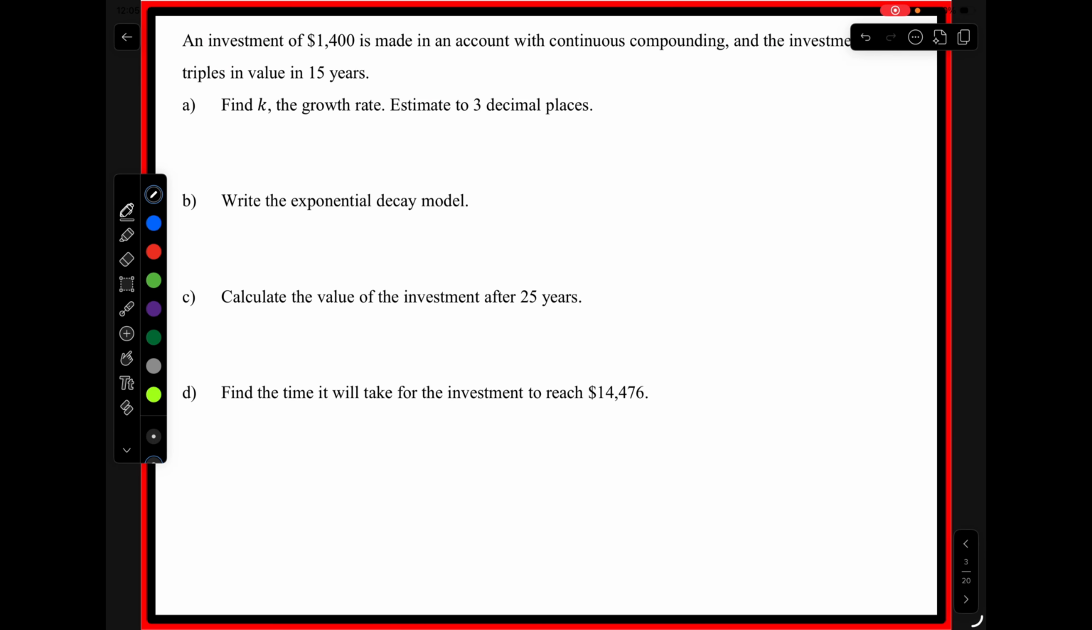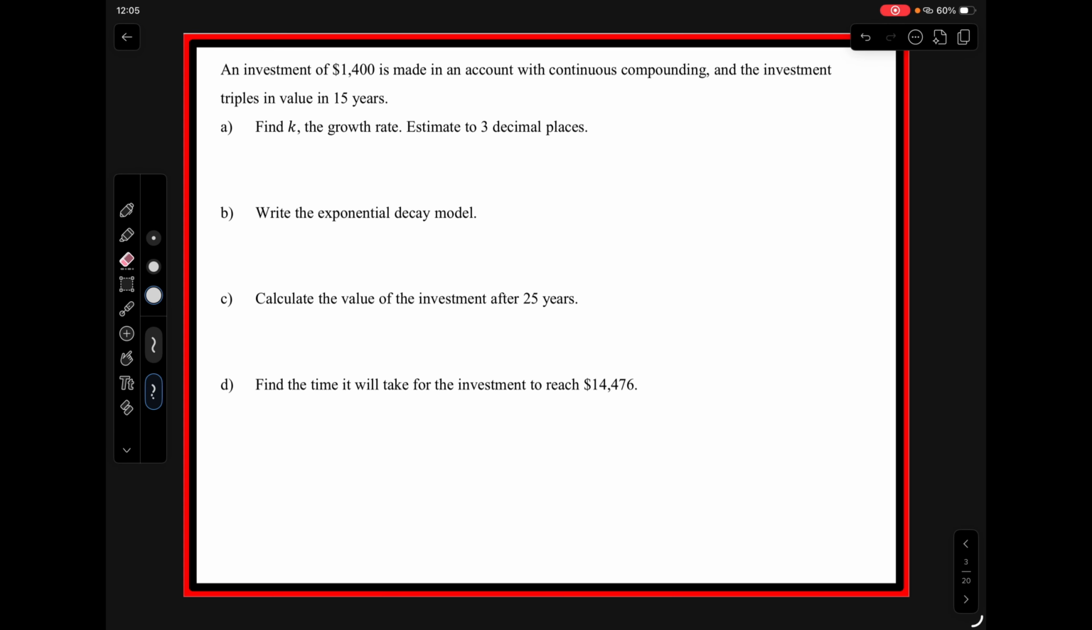So let's see if I can guide you on how to do a problem similar to the one you have on your homework. The scenario states, on both this and your homework, that an investment of 1,400 is made in an account with continuous compounding, and the investment is going to triple in value in 5 years. Part A, the first part of our objective here, is to find the value of K and to estimate that answer to 3 decimal places.